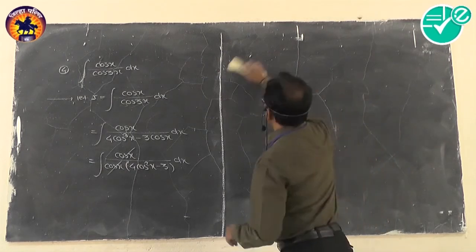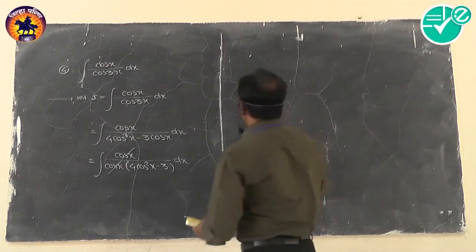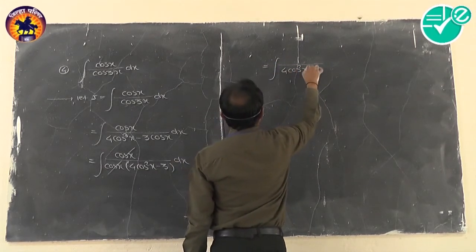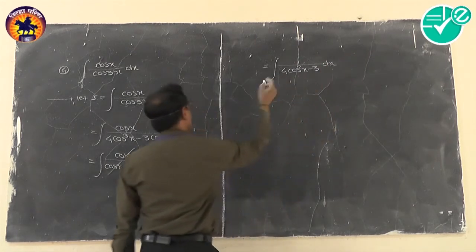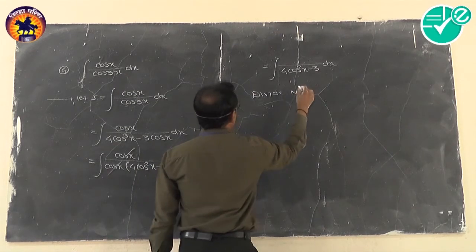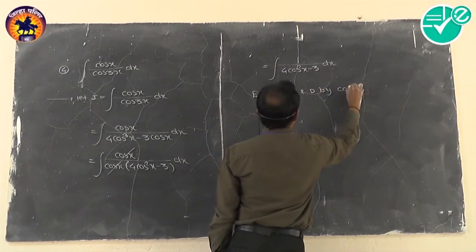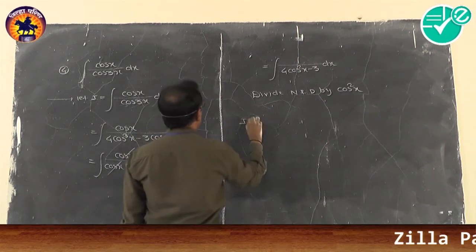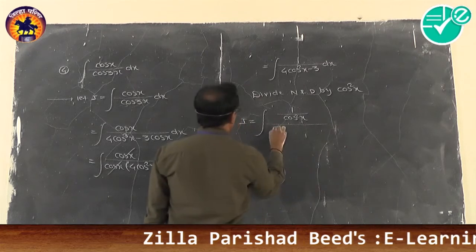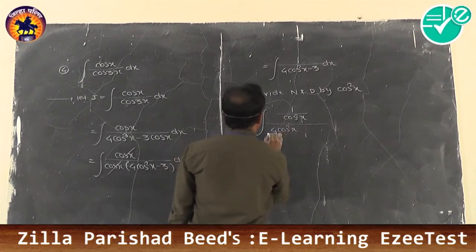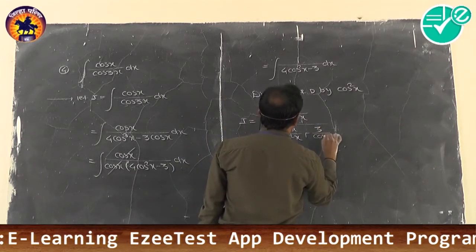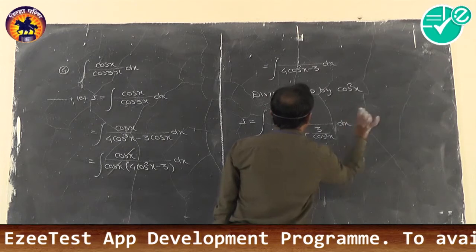The remaining quantity is here 1 upon 4 cos square x minus 3. Now it is a routine procedure. I think it is your duty actually. Divide numerator and denominator by cos square x. So capital I repeats here. It is 1 upon cos square x divided by 4 cos square x upon cos square x minus 3 upon cos square x, and in that dx.